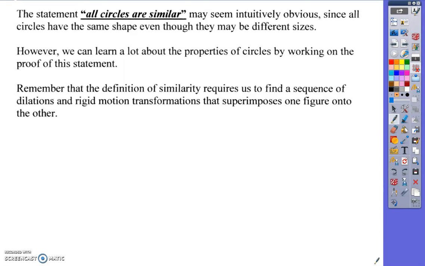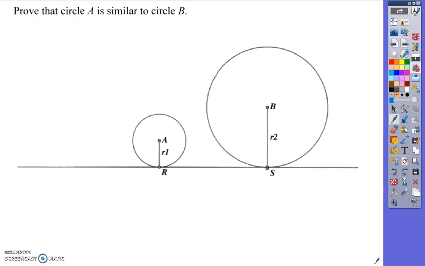Now, our proof is going to be about a sequence of dilations or rigid motion transformations to move one onto the other so that we can show that they're the same. So here we have these 2 circles. These are the 2 we're going to try to prove are congruent. We do not know what the radiuses are. All we know is that circle A is smaller than circle B.